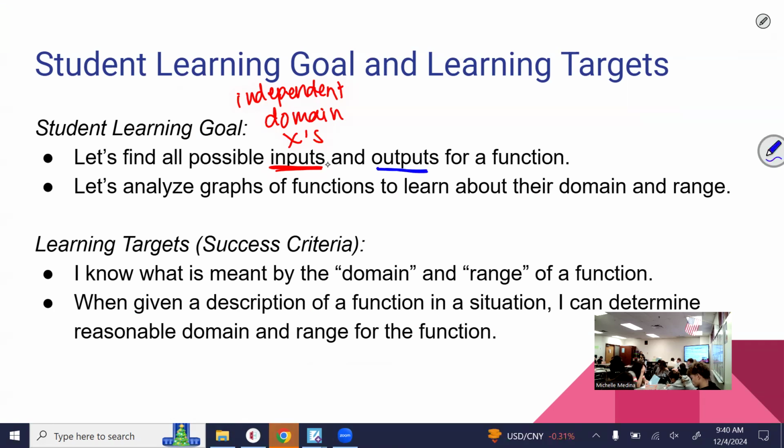Outputs, we also call a lot of different things. What do we call outputs? The y's, the range, and the dependent variables. I've given you guys lots of little tricks to remember which is which. I'm gonna continue applying those. But now instead of just saying what's a possible input, we're gonna say what's a reasonable domain. What's a reasonable range for this situation. And that's for you as practice in the real world.